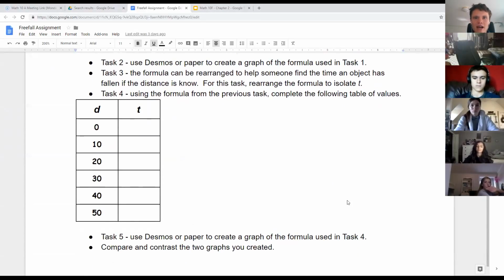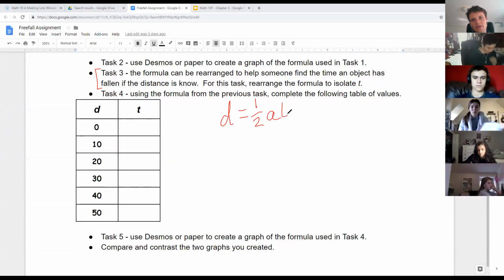So task 3, isolate the variable. Rearrange a formula to isolate T. The original formula is D equals 1/2 a T squared. And if we're isolating T, I'm going to color it differently.